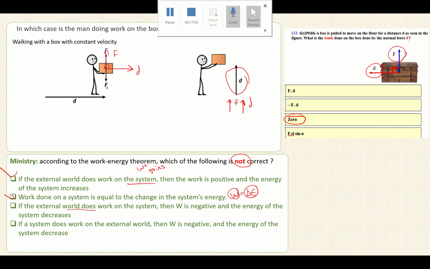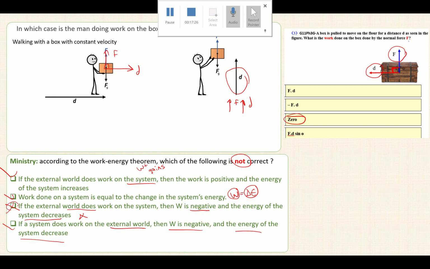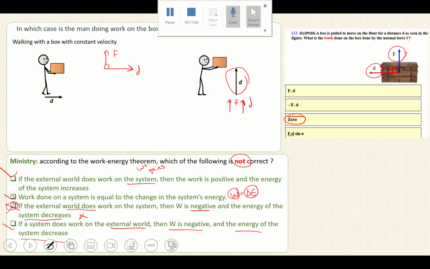If the external world does work on the system, the work is negative and the energy of the system decreases. This is the opposite of the first sentence, so this one is the incorrect one. If the system does work on the external world, remember the tired Smurf, then the work is negative and the energy of the system decreases. The third one is incorrect.